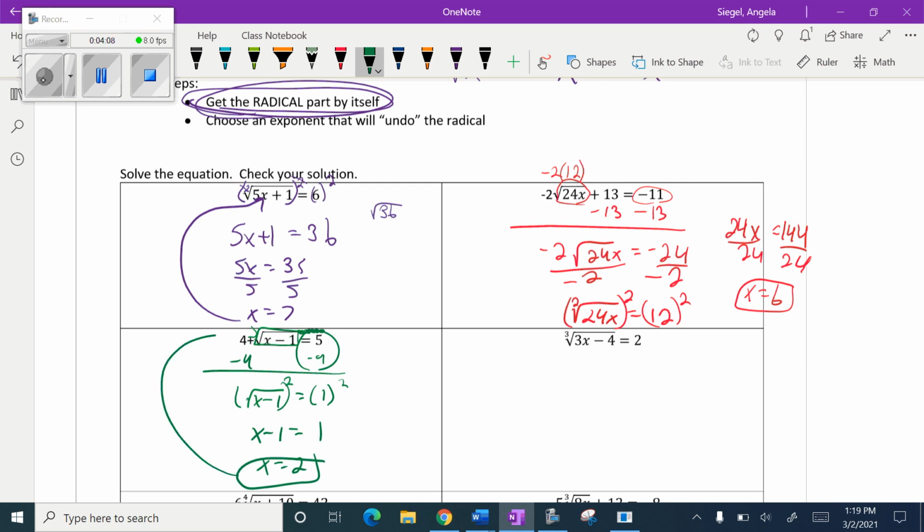Now let's try this. 2 minus 1 is 1. Square root of 1 is 1. 1 plus 4 is 5. So that works.